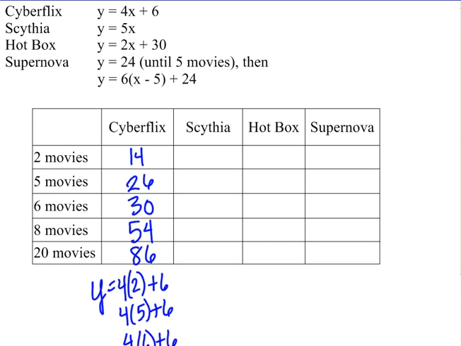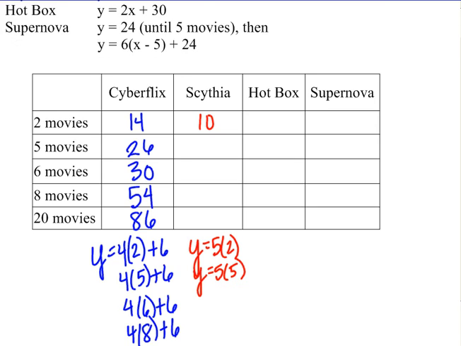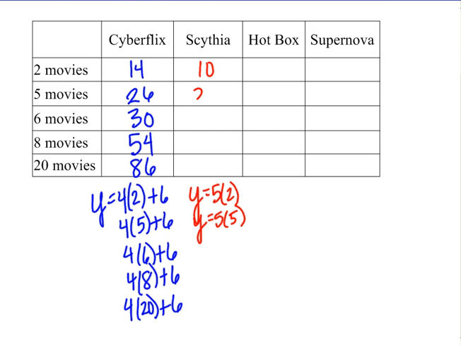Now let's take a look at Skithia. And we're going to use that y equals, and for us we're going to use 5x for them. So we're going to look at 2 movies, so 5 times 2 is $10. When we look at 5 movies, we're going to multiply times 5, so 5 times 5 is $25.